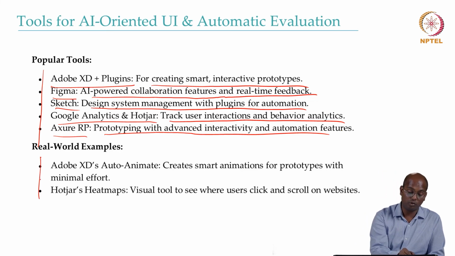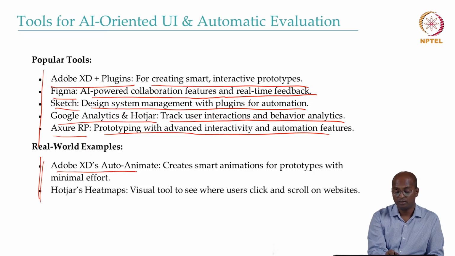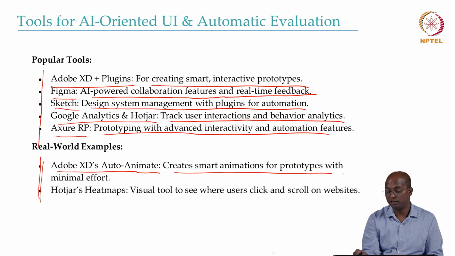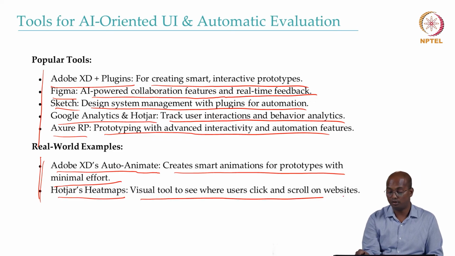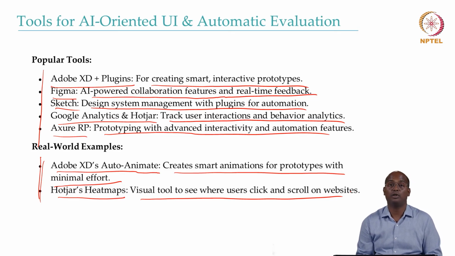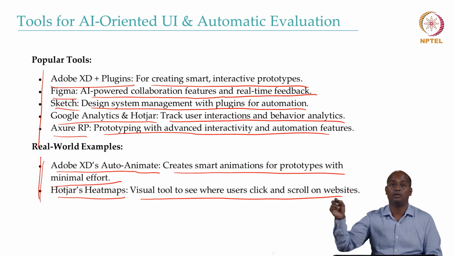Examples include Adobe XD's Auto-Animate, which creates smart animation for prototypes with minimal effort. Hotjar's heat map offers visual tools to see where users click and scroll on the website, and that's where you can understand user behavior. Is the user doing the task the way you want? For example, on an e-commerce website you have placed a sale or some notice somewhere; does it attract user attention? That is something you can focus on.